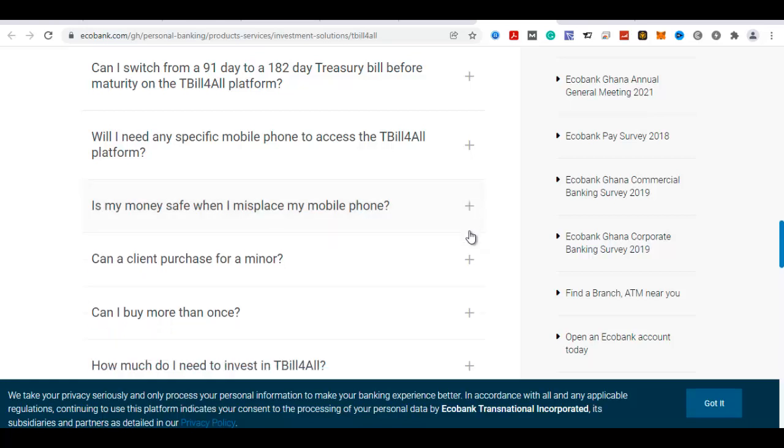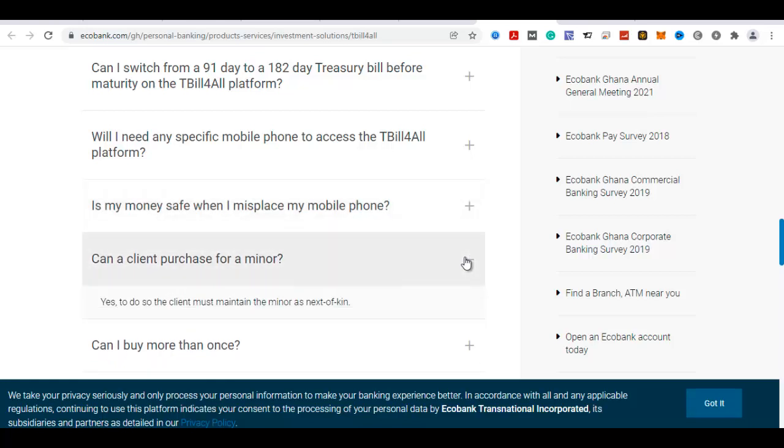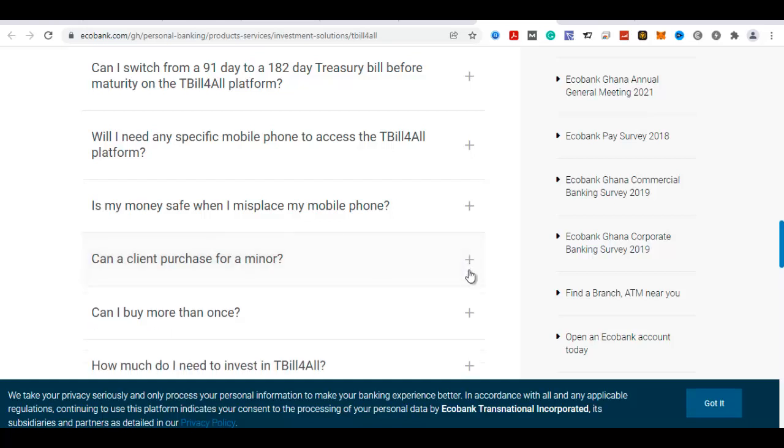Can a client purchase for a minor? Yes, you can, but you have to register the minor as the next of kin. And next of kin is somebody who will succeed you. So maybe your child or anybody living with you.